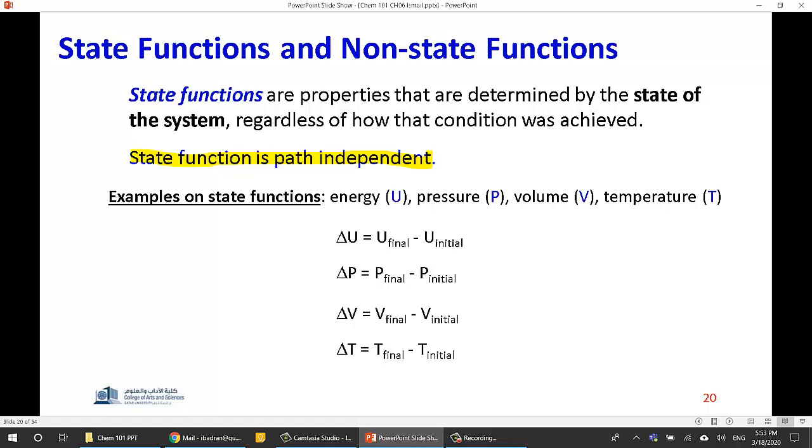Not all functions in thermodynamics are state functions. There are some that are not state functions, and they do depend on the path, and we're going to show you this in a few seconds.